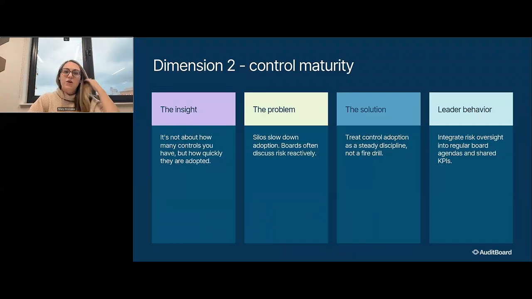And then this gets into our second dimension, which is around control maturity. Controls are the mechanism that turn policy into practice. They define how risks are mitigated, how compliance is enforced, how resilience is built into daily operations. But maturity in controls is not measured by how many are documented. It's really about how they are adopted. And this is something that I think is so important and often overlooked.